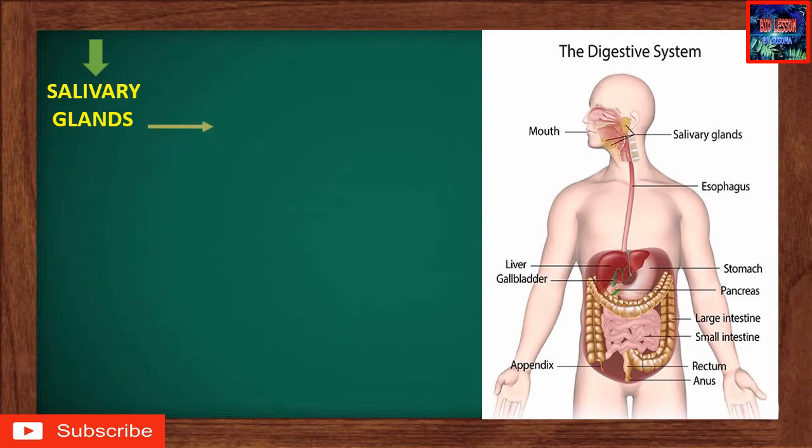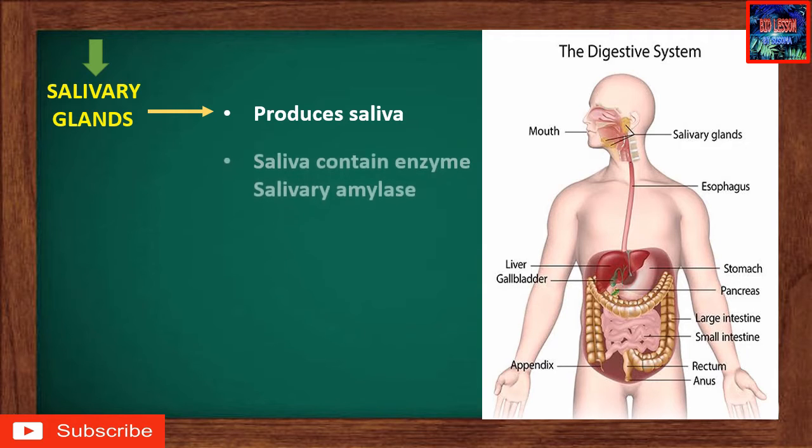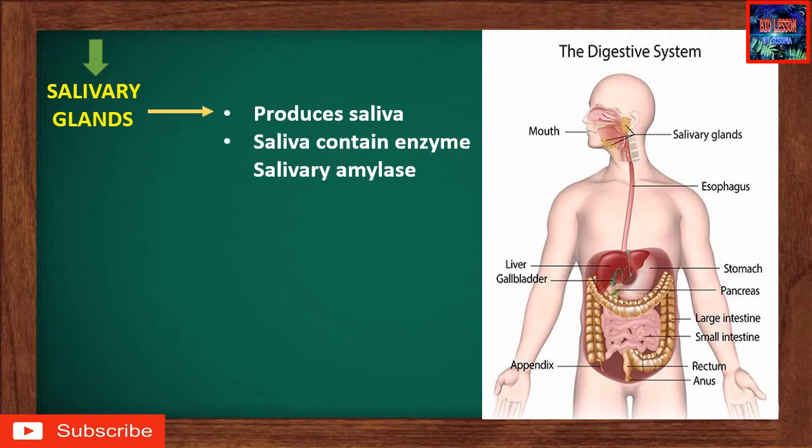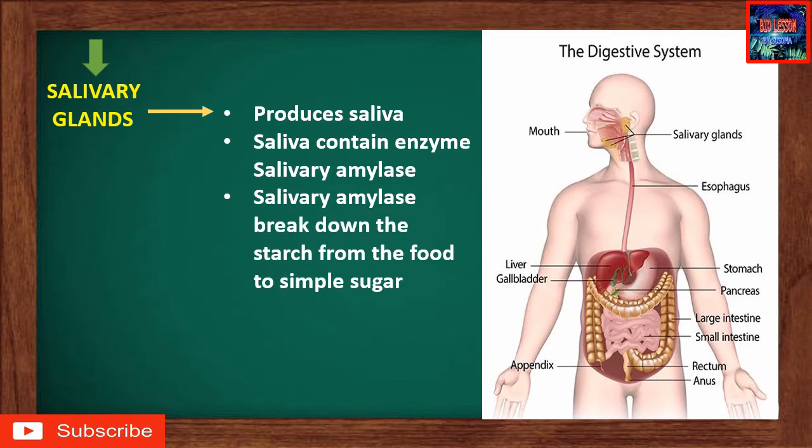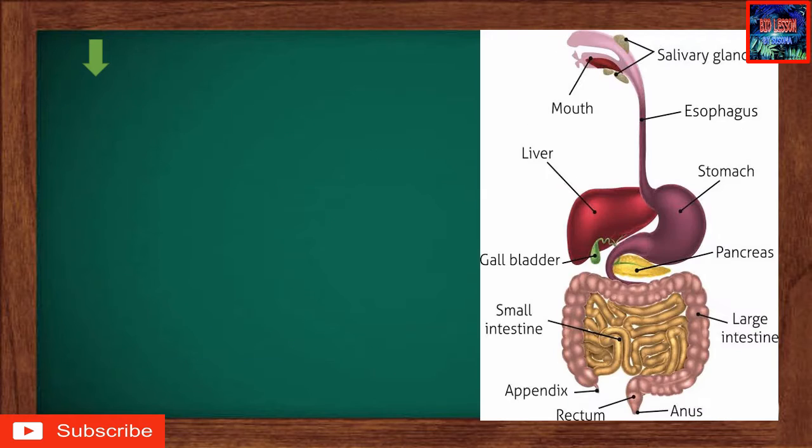The salivary gland produces saliva. The saliva contains the enzyme salivary amylase. Salivary amylase breaks down the starch from the food to simple sugar. That is, the starch is converted into sugar with the help of the enzyme salivary amylase.